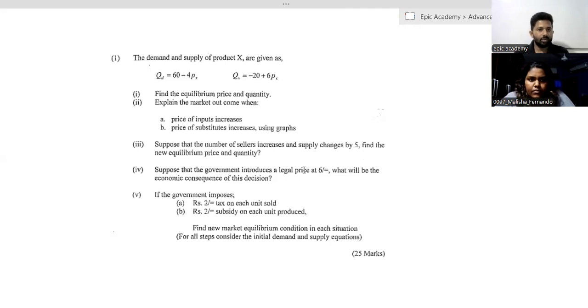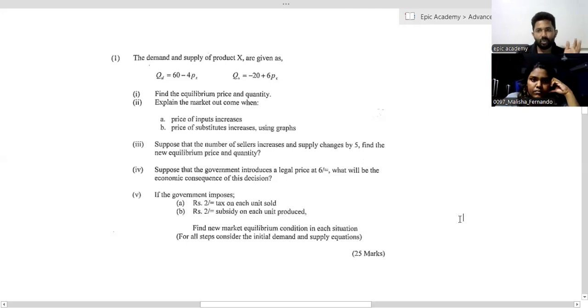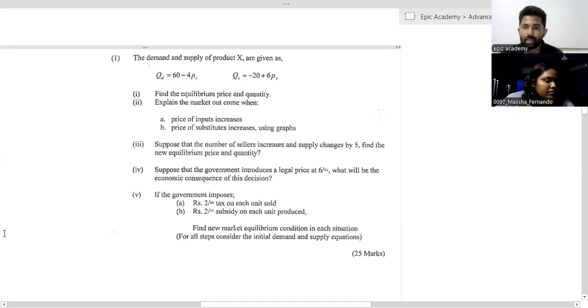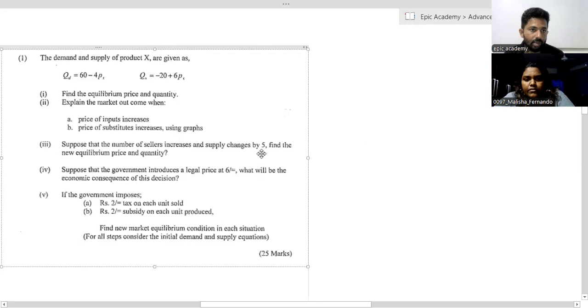First of all, we have to consider the demand equation and supply equation. By using that, we can calculate the equilibrium price and quantity. It is easy to represent that equilibrium in a graph because it is very easy to identify all those things after that. Whether they request it or not, we are going to represent it in a graph, because if there are any errors in the calculation, you can identify them very easily by using a graph. That is why I'm going to use that.